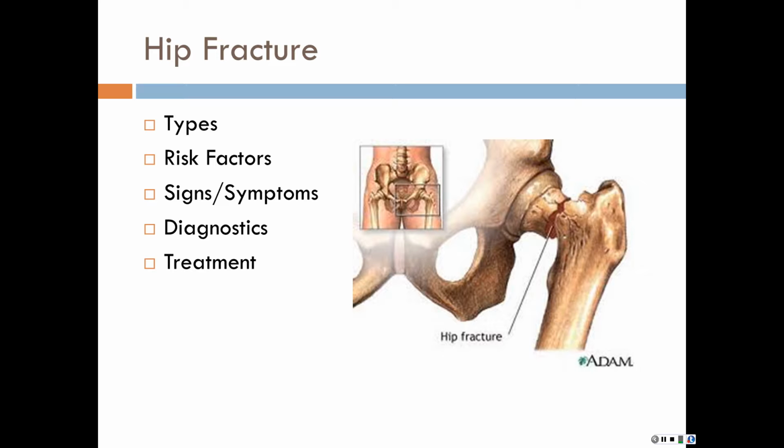If they do have that displaced fracture, they could end up with sepsis due to avascular necrosis, which is life-threatening. In addition, because of immobility, they could end up with DVTs, which can turn into pulmonary embolisms. They could have pressure ulcers because of immobility.